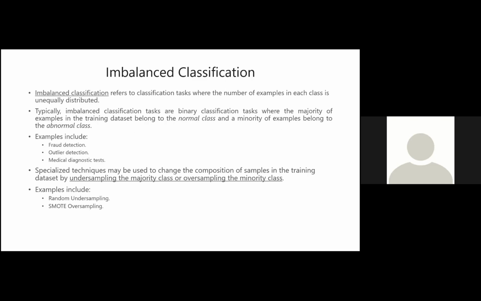The technique that we use to handle imbalanced classification is undersampling the majority class or oversampling the minority class. So we take out some of the examples from the majority class or add some examples to the minority class and so on. The most used models that fall under these two categories are random undersampling and SMOTE oversampling. They're the most widely used techniques. I'll not go into the details of this.